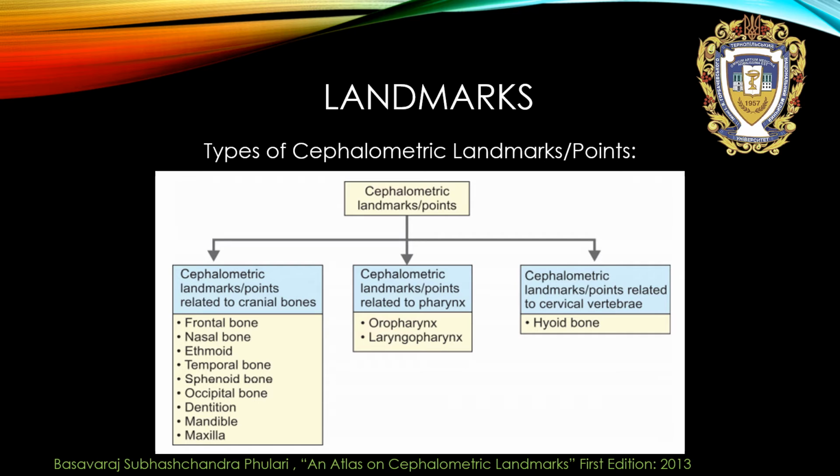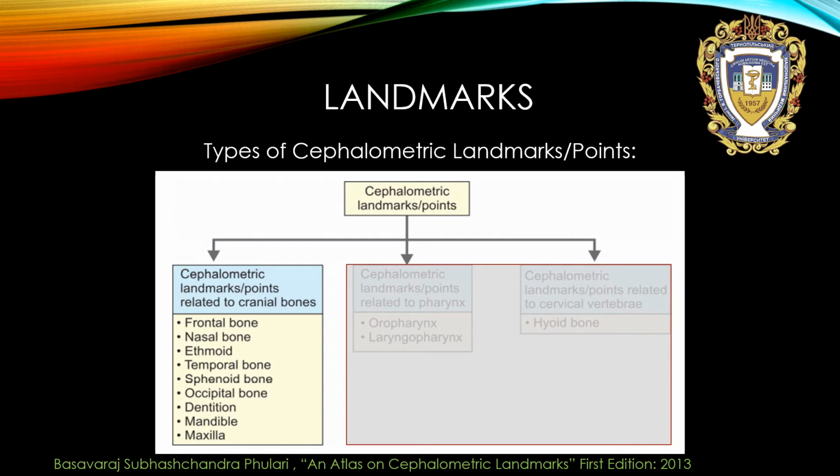Moreover, cephalometric landmarks or points are divided into those related to cranial bones like frontal bone, nasal bone, ethmoid, temporal bone, sphenoid bone, occipital bone, dentition, mandible, maxilla, related to pharynx, oropharynx, laryngopharynx, and related to cervical vertebrae, like hyoid bone.